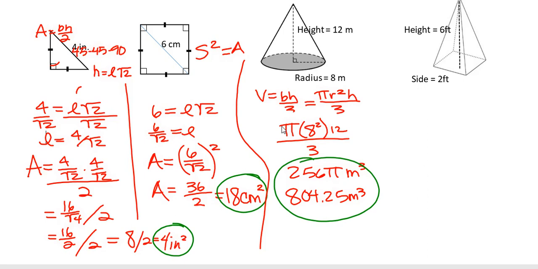So now let's look at this last one in this part A. So volume here is equal to, again, base times height divided by 3.